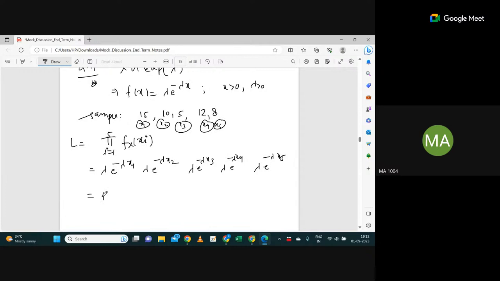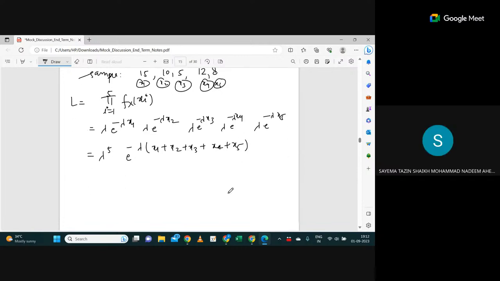So it will be lambda raised to the power 5. E raised to the power minus lambda will be common, so I will get x1 plus x2 plus x3 plus x4 plus x5 in the exponent. Yes or no? Right. Lambda raised to the power 5, e raised to the power minus lambda.